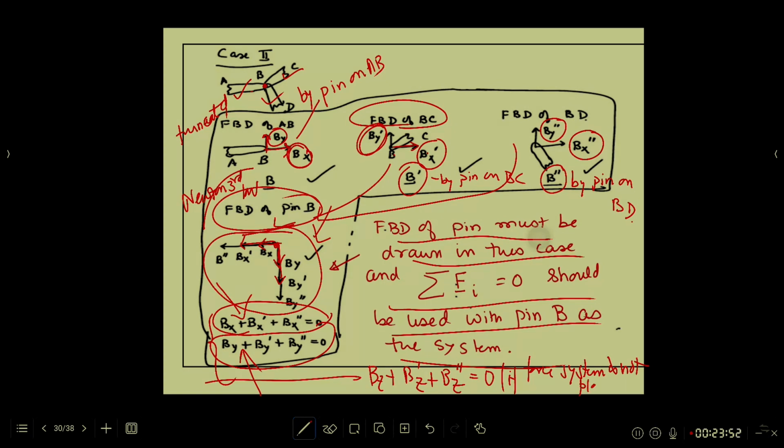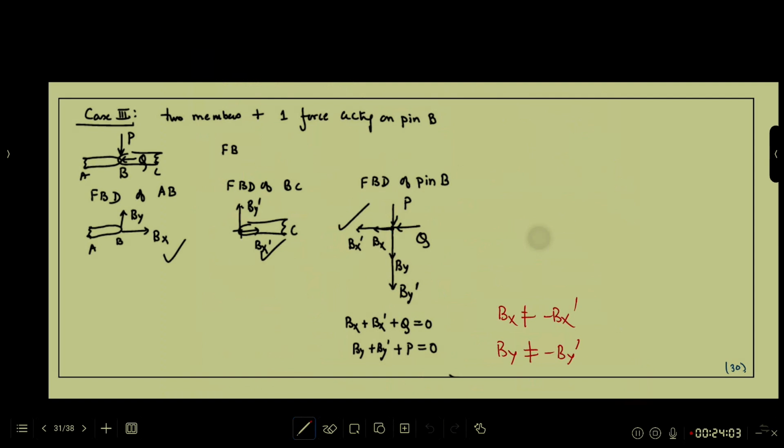Case 3. Case 3 is when there are two members interacting through a pin and then somebody has directly applied a force on point pin B. Applied a force on pin B. You draw the truncated FBD of AB with Bx, By, that of BC, Bx prime, By prime, and then of pin B, you will have Bx, Bx prime, opposite directions, By, By prime, opposite direction, and then that extra force that has been applied on the pin directly. That could be the load, applied load.